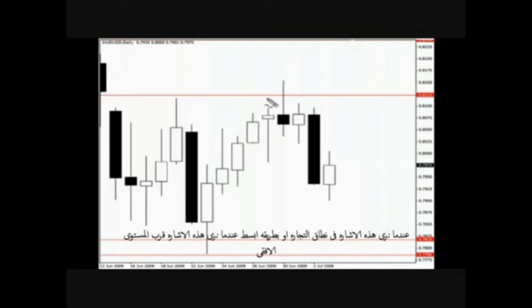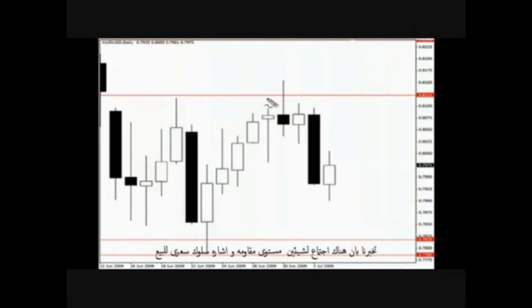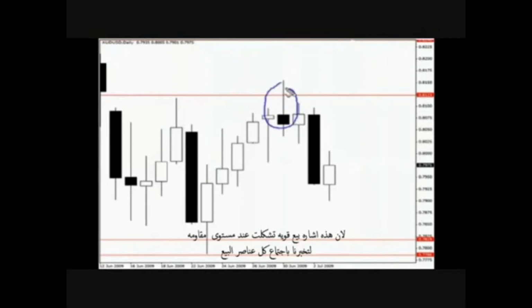Now when I see this signal in a trading range, or to make it even more simple, if I see these signals near horizontal levels in the market, it tells me that I have confluence of two things. I have a resistance point in this instance, and I also have a price action sell signal. Because this is a bearish sell signal that has formed at a resistance point, it is telling me we have a confluence of sell factors.